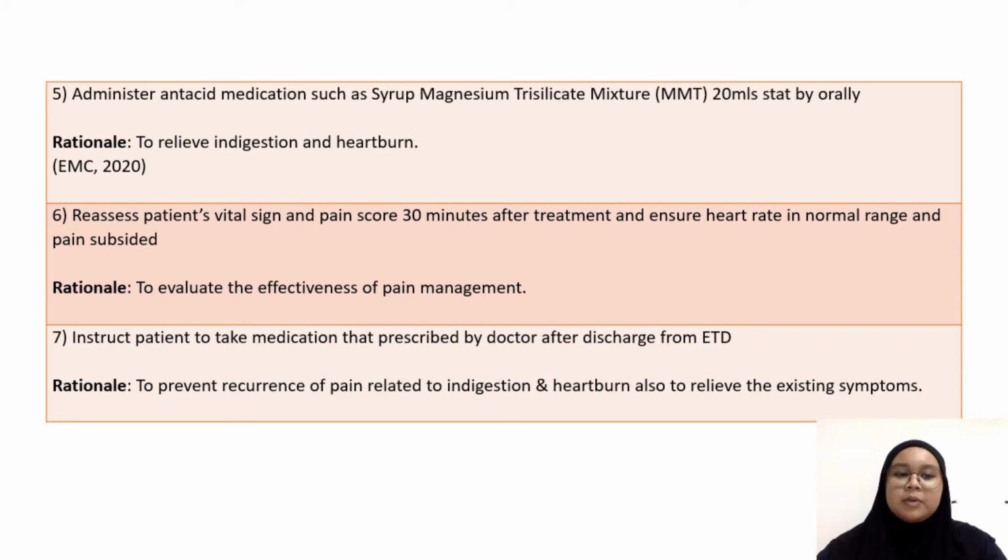Sixth, reassess the patient's vital signs and the pain score. The vital signs that I mean are pain score, blood pressure, and also the heart rate, 30 minutes after the treatment. This is to ensure that all the vital signs are in the normal range and there is a reduction of pain score, and also there is no elevation of the blood pressure and the heart rate above the normal range, because this helps to evaluate the effectiveness of pain management.